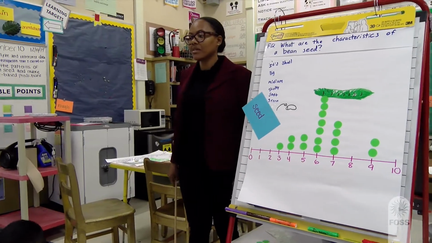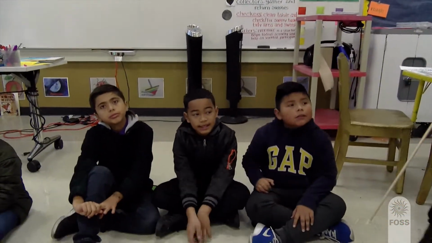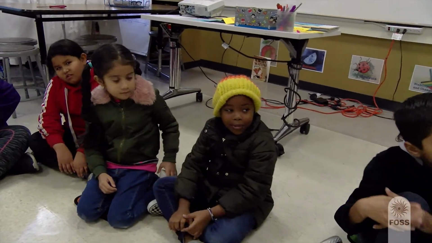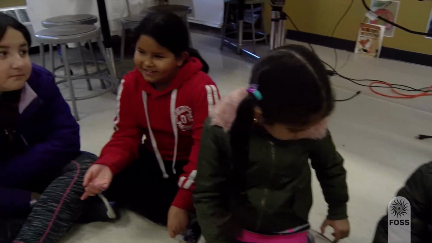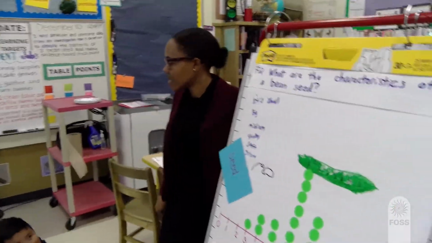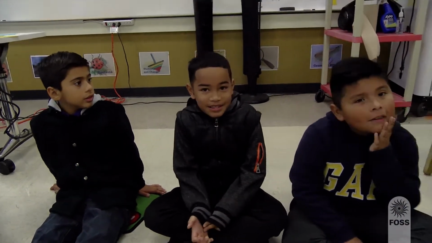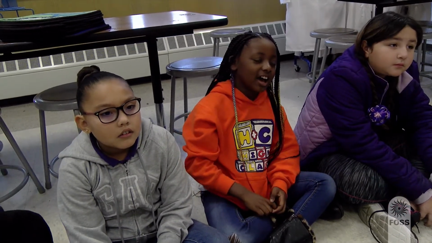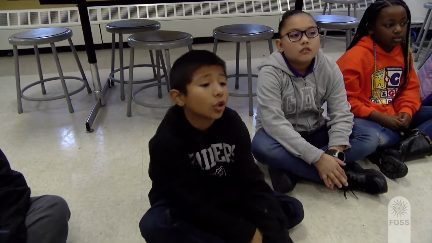What is something else you noticed about the data? Talk with your partner. 6 has the most beans in it, and 3 has the least. Does anyone want to share what they talked about? 6 had the most beans and 3 had the least beans. There's a tie between 4, 5, and 9, and 6 has the highest. There's no beans in one.